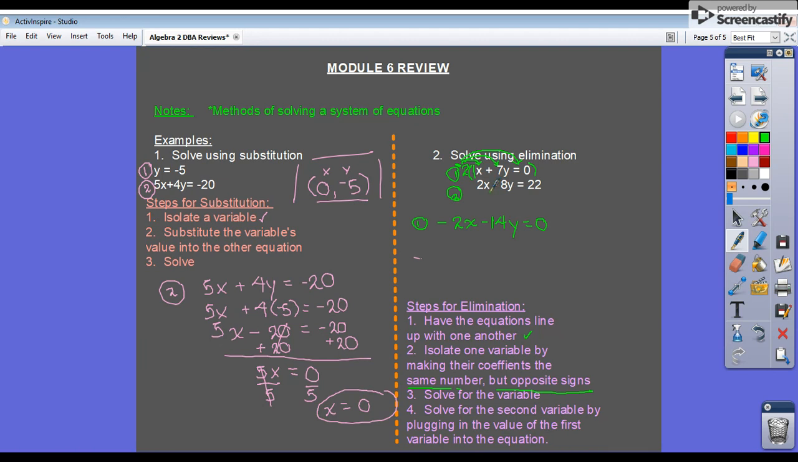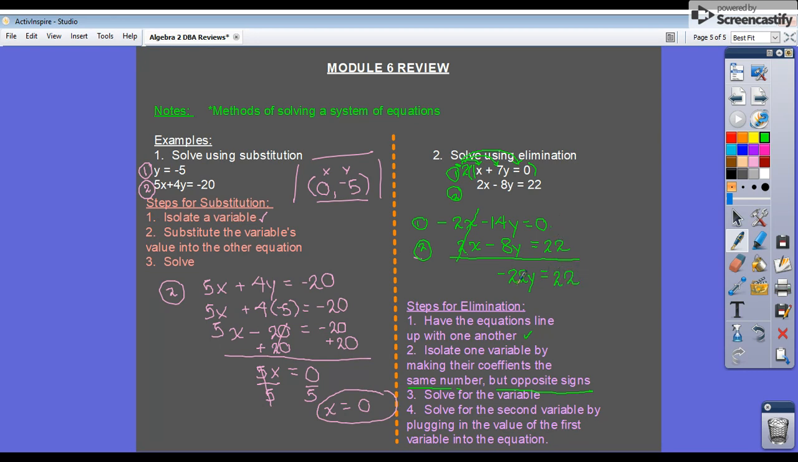-2 times 7y is -14y equals 0. Now I don't need to do anything to my second equation because I already have exactly what I need for the second step. If I bring down the second equation and I look at the variables for x, they're the same number, they're both 2, but opposite signs. Why is that important? Because when I combine them, -2 plus 2 will give me 0, meaning I can get rid of it and just solve for y from here. So from here, negative 14y minus 8y would give me negative 22y equals 0 plus 22 is 22.